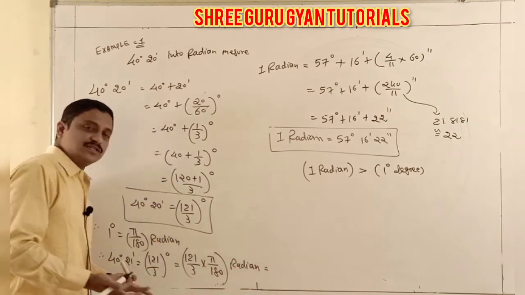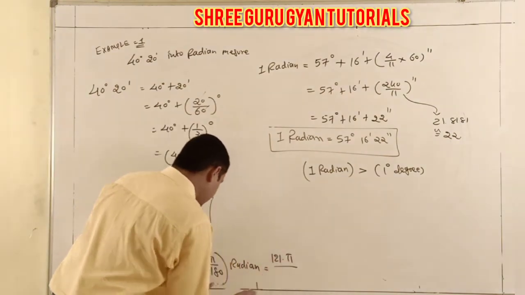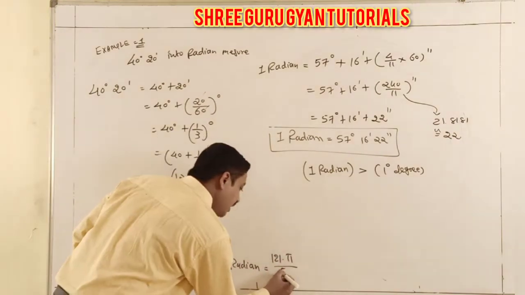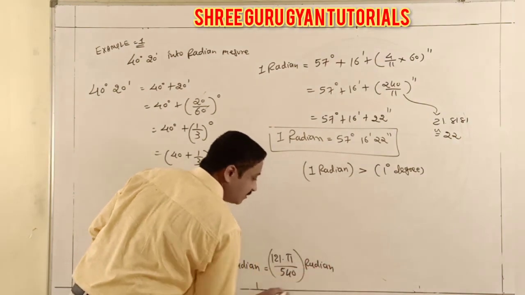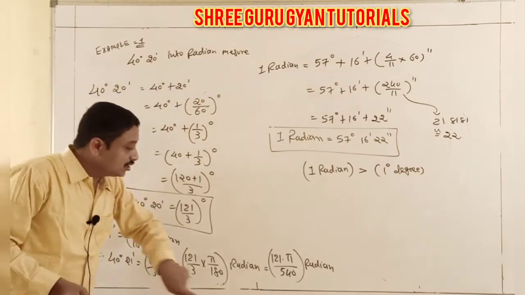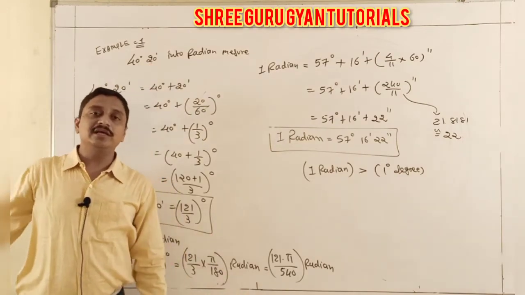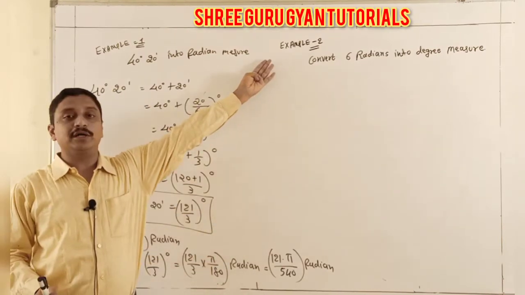And here our question is finished. 121 pi by 540, since 3 eights are... 3 into 180 is 540. This is our radian. I just translated the given question, 40 degree 20 minutes, into this form. And here it is easily done. Now students, I go to example 2.